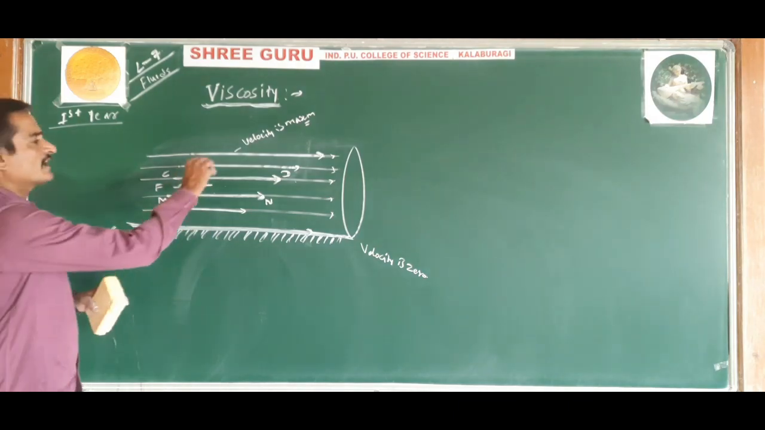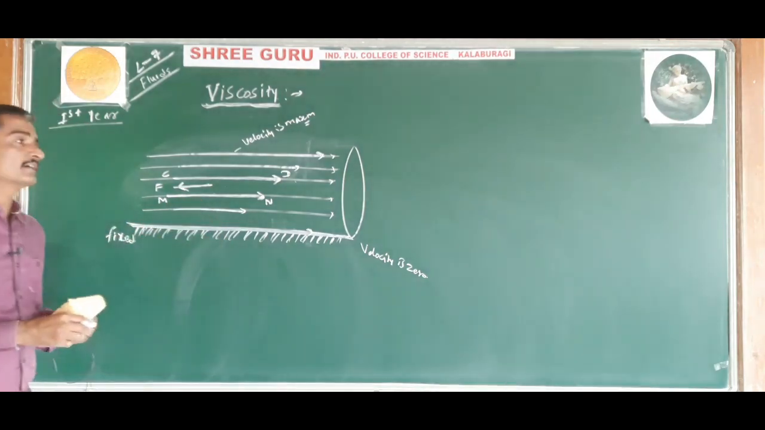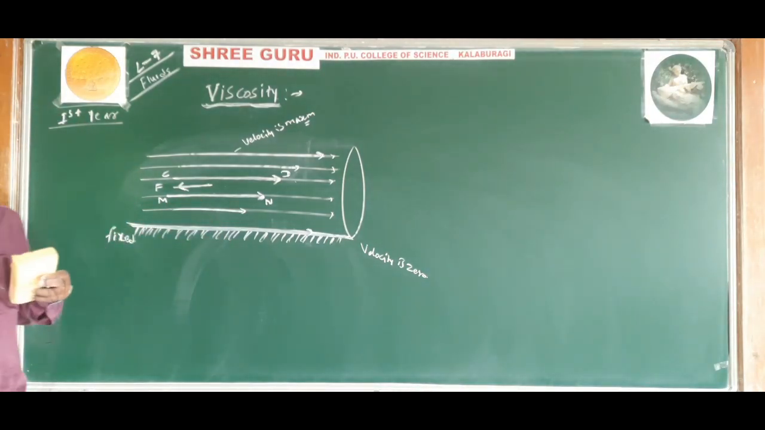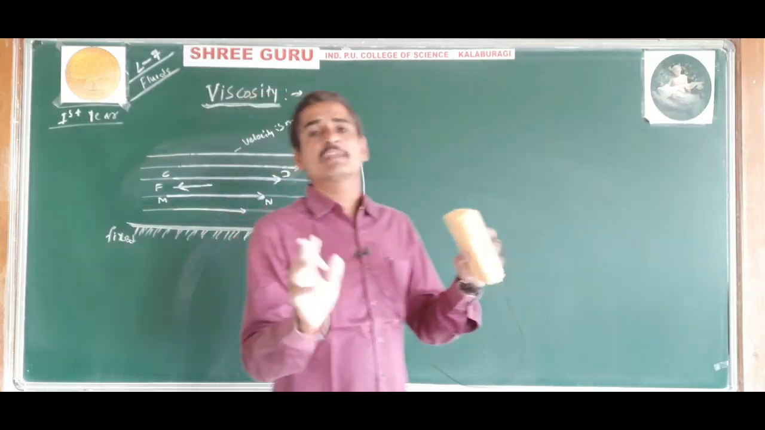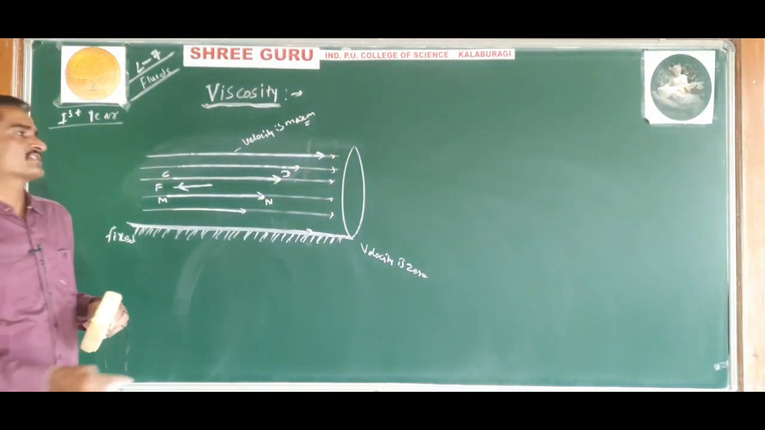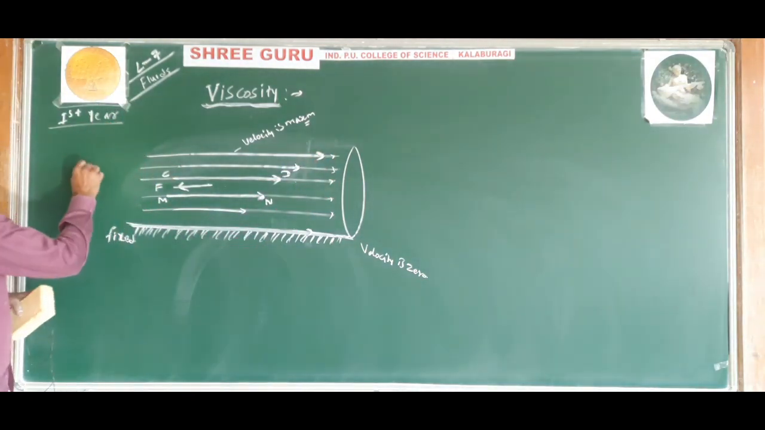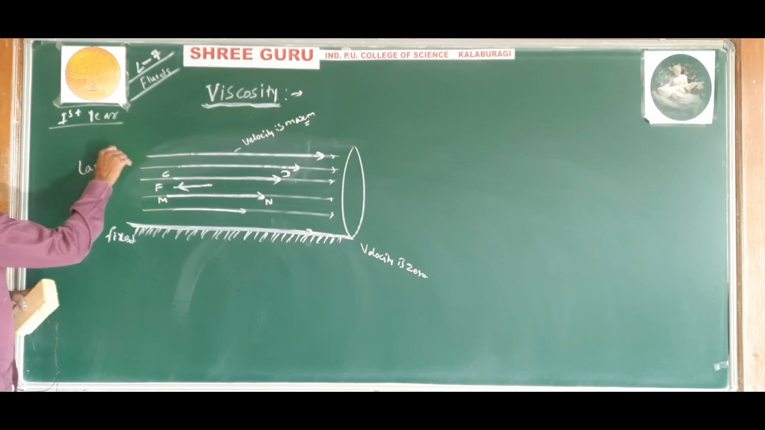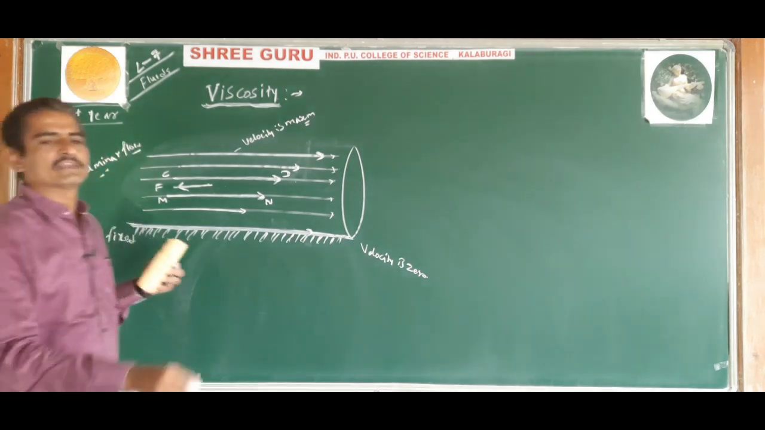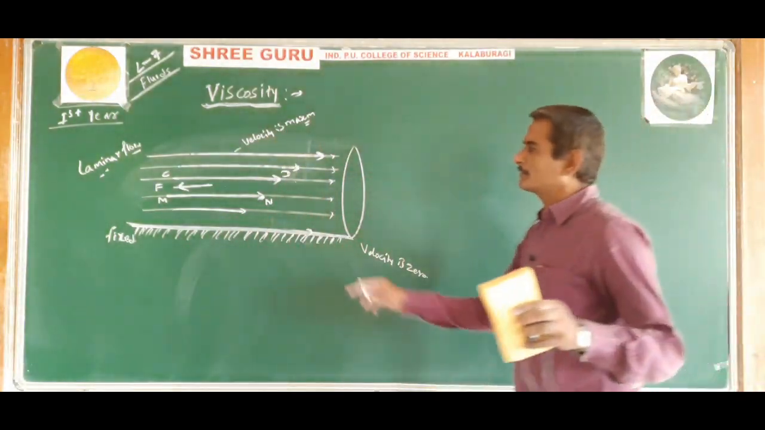Here the layers will slide over each other. They will not mix up. Remember that the layers of the liquid slide over each other and they will not mix up. That is nothing but a laminar flow, a steady flow of liquid. In laminar flow or steady flow, the layers of the liquid do not mix up.